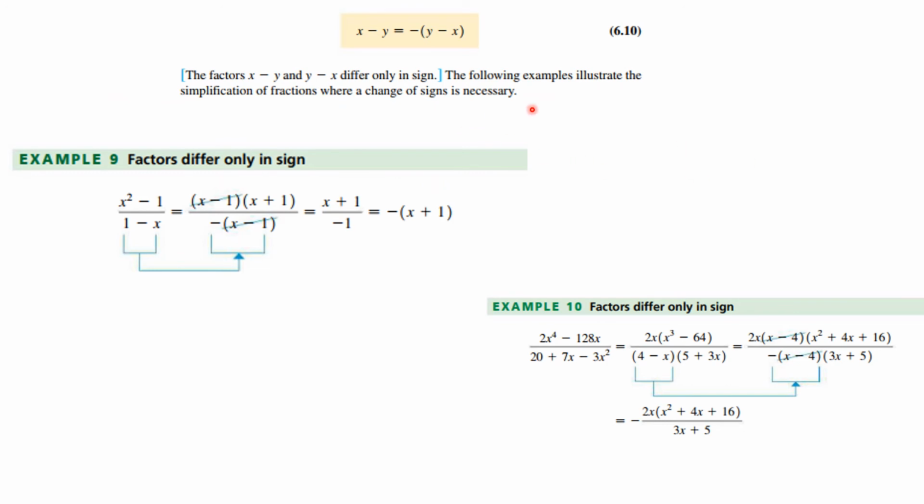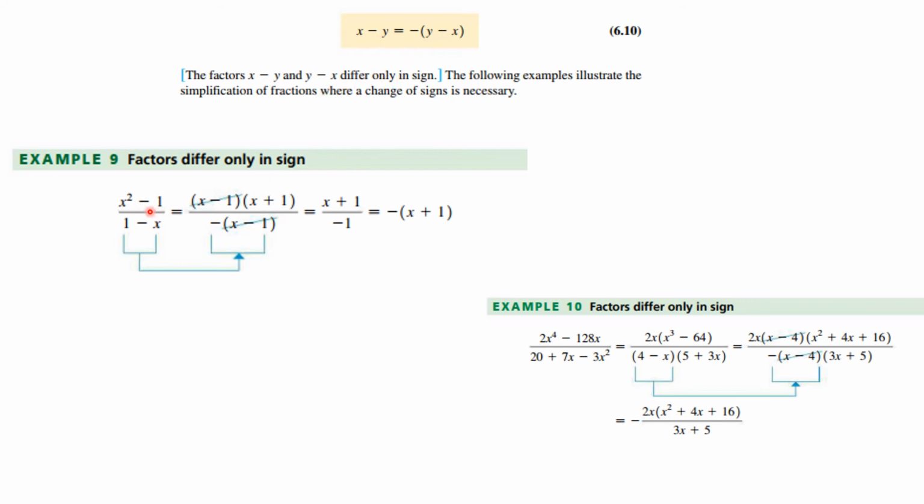Often you will run across situations where we will have in either the numerator or denominator an x plus y, but then we'll have a y minus x, x minus y, and we'll have a y minus x in the numerator. And it's important to realize these are negatives of each other. They differ only by a sign.